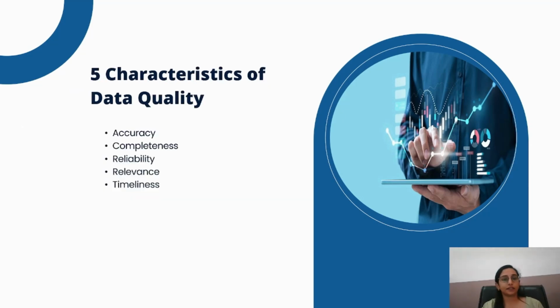Here we have five characteristics of data quality. First is accuracy, then completeness, reliability, relevance, and timeliness. As the name implies, the accuracy characteristic means that information is correct. To determine whether data is accurate or not, ask yourself if the information reflects a real world situation. For example, in the realm of financial services, does a customer really have $1 million in his bank account?